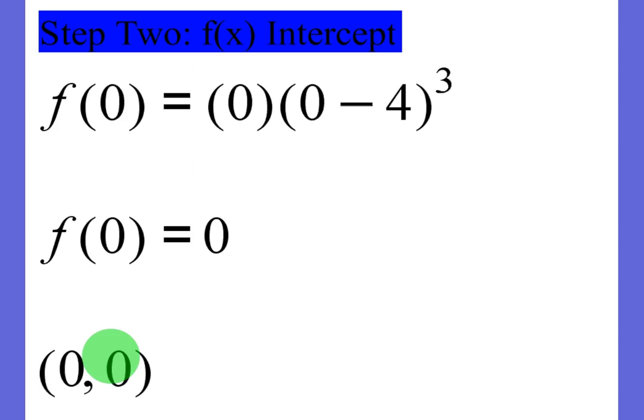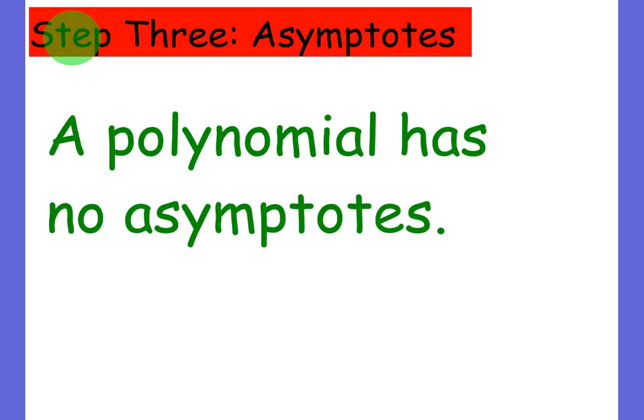So first two steps, always find your x and y intercepts. That way you know where it touches the x and y axis. Next, you're going to check for asymptotes. This is going to be true for rational functions and even exponential and logarithmic and trigonometric. But for a polynomial, it has no asymptotes. So for step 3, you can just move on to the next step for any polynomial.